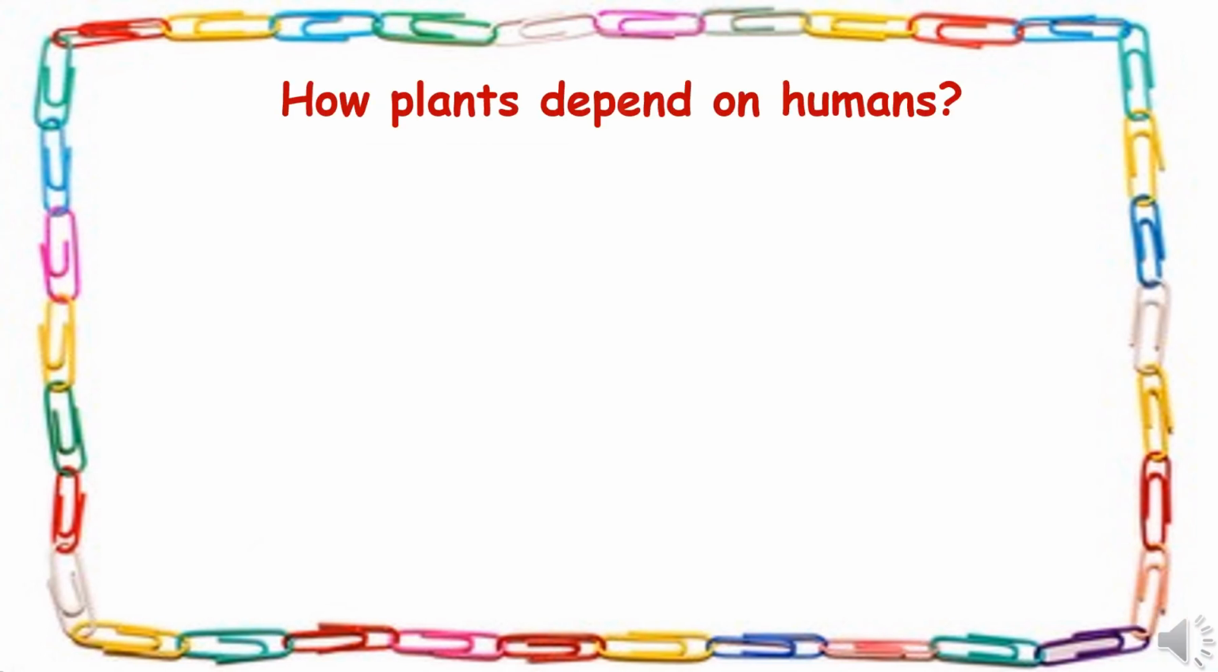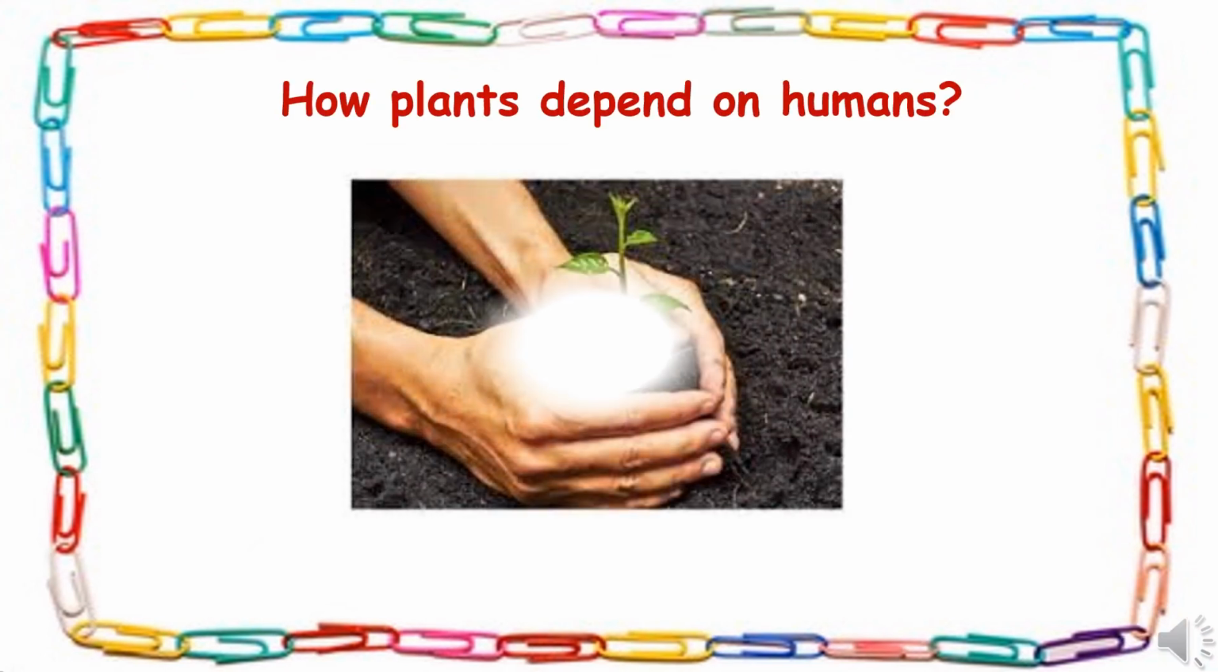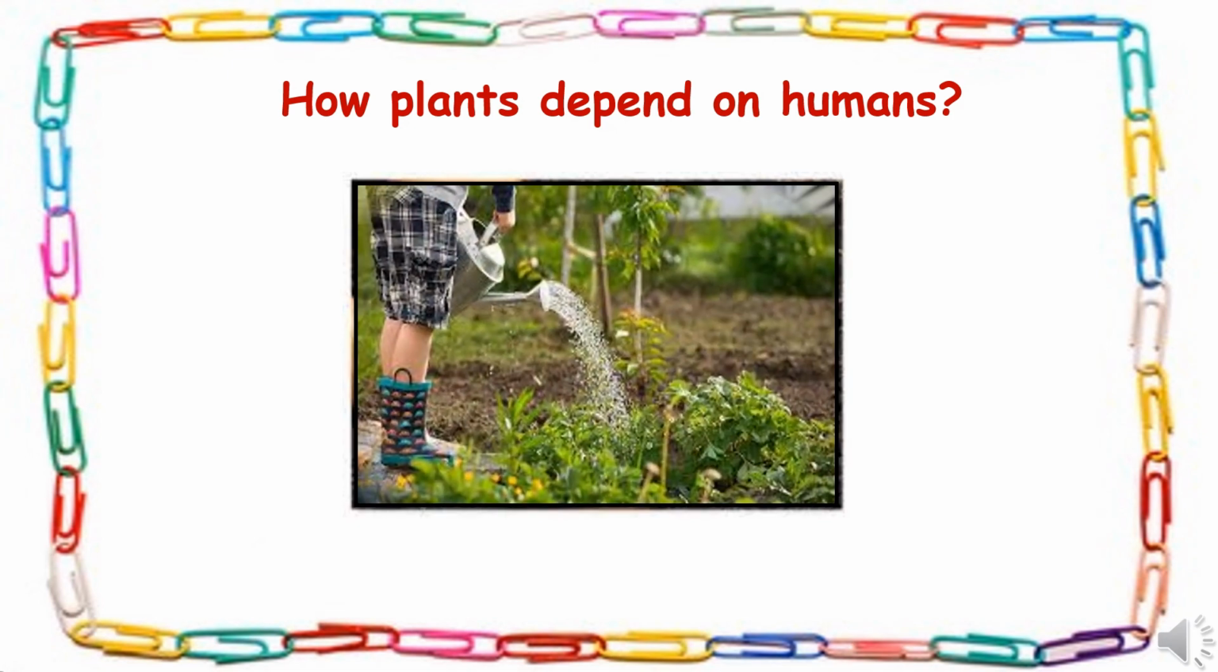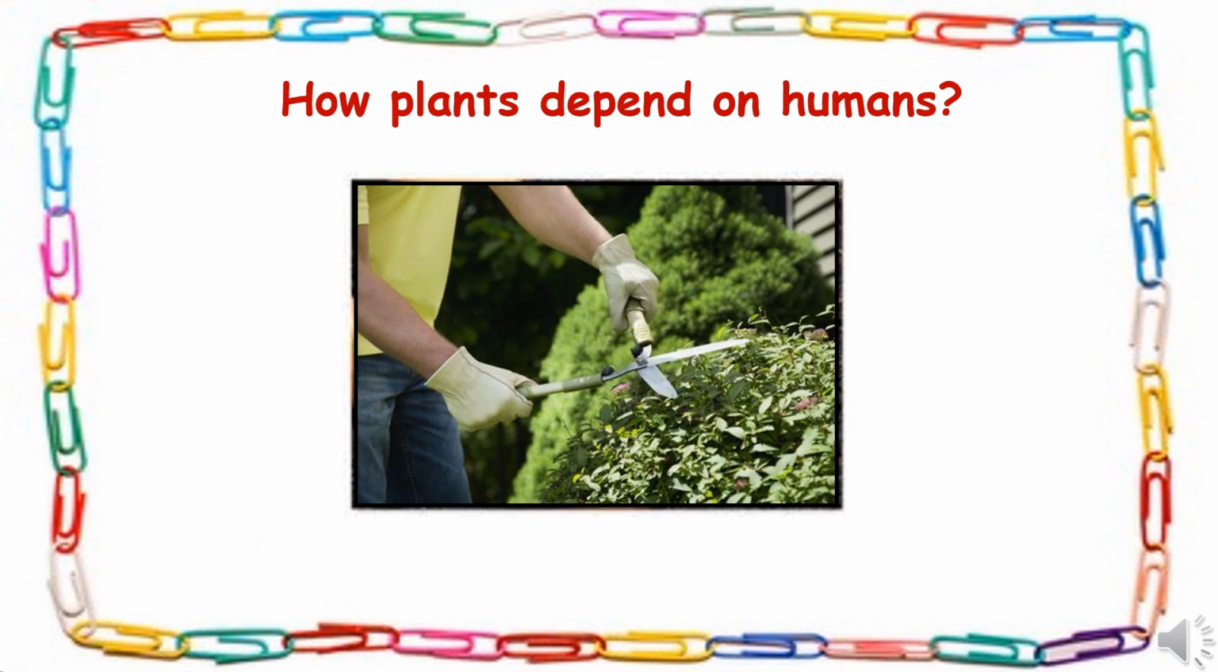How plants depend on humans. Human beings sow seed. They water the seeds and they take good care of it. And because of this, it grows into a nice, beautiful plant.